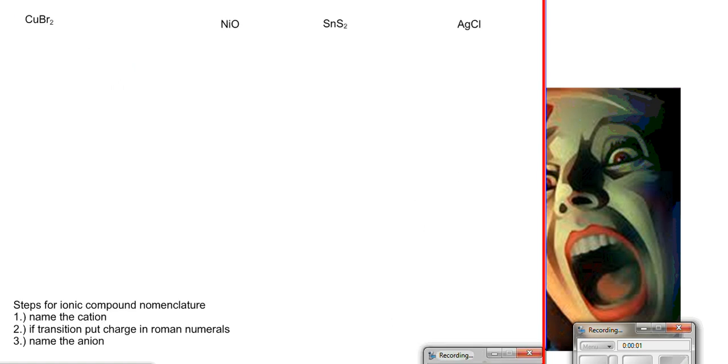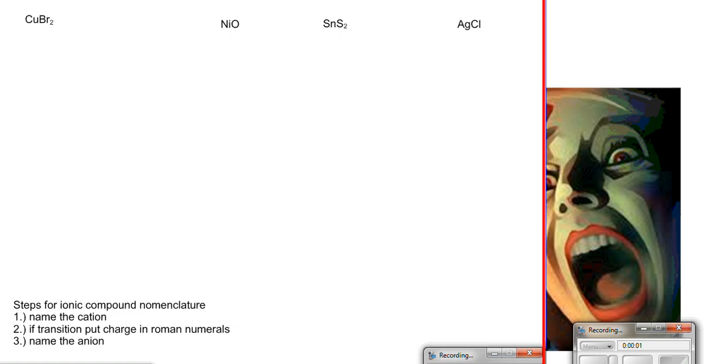So now we have our full and complete steps for naming an ionic compound. Step 1, name the cation. Step 2, if it is a transition metal, and all 3 of these examples are going to be transition metals, so we'll see this in action, put the charge in Roman numerals. Step 2 requires you to think a little. You've got to think about how the charges line up for these compounds. And step 3, name the anion.